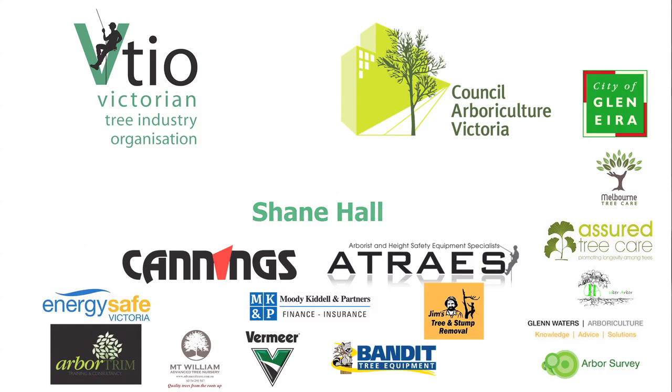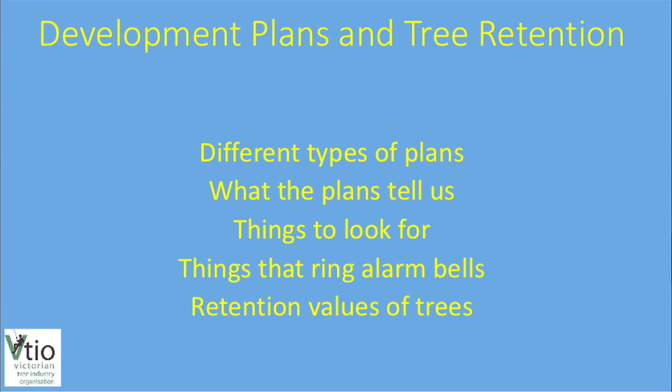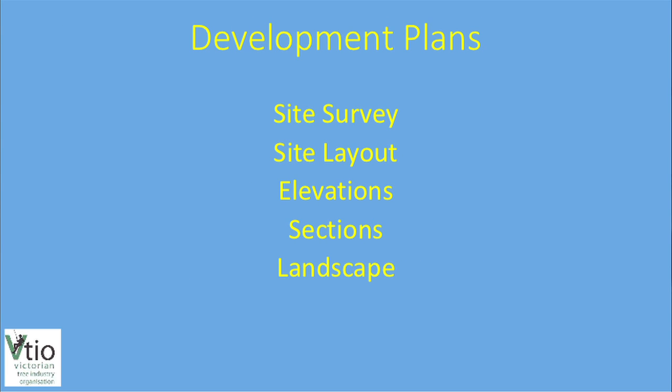Okay, so I'm going to have a look at development plans, as in the drawings, and have a quick chat about tree retention. We're going to look at what the plans are telling us, the things that should ring alarm bells. Development plans, there's 5 basic plans: a site survey, which is the current existent state of the property, a site layout, which is the proposal, the elevations, as in how it looks from the sides, and then sections, as in elevations cutting through the building, and a landscape plan. The 5 basic sets of plans you see in a set of plans.